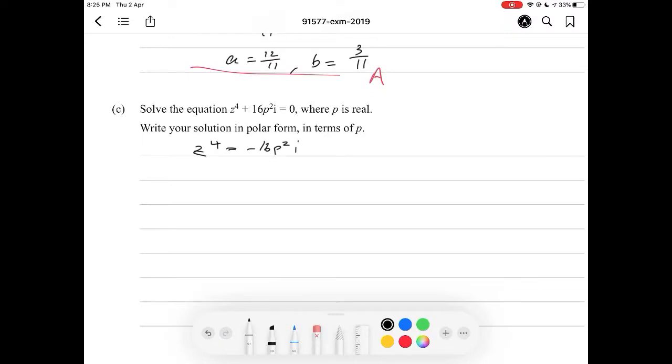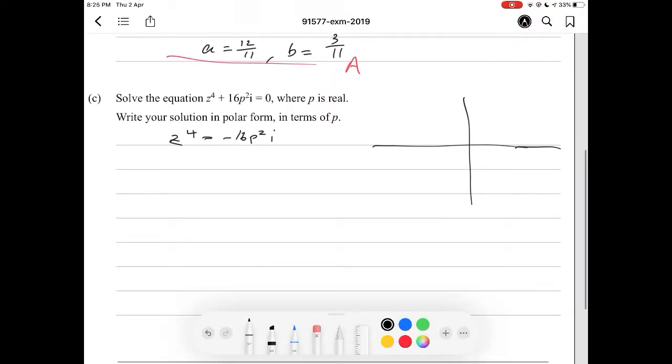Alright, so in this question we need to apply the modulus theorem, which means we need to convert this into polar form. In order to do this, I think the best way to approach these types of questions is always just to draw a rough diagram. It doesn't have to look good, any diagram, just draw a diagram.